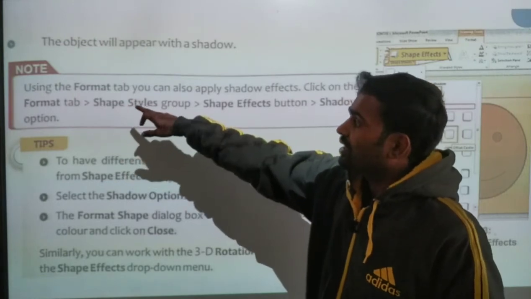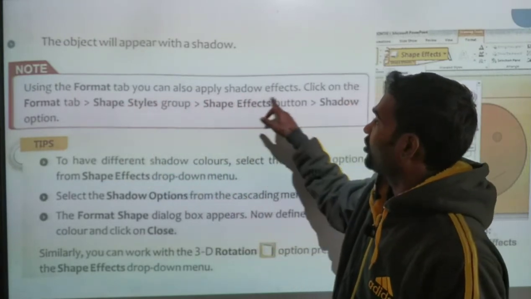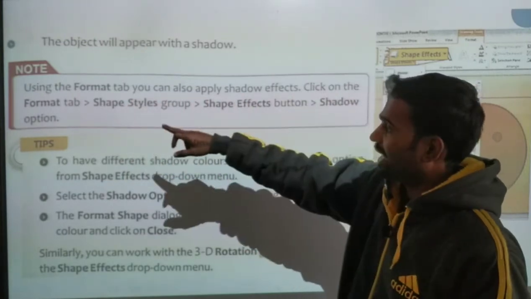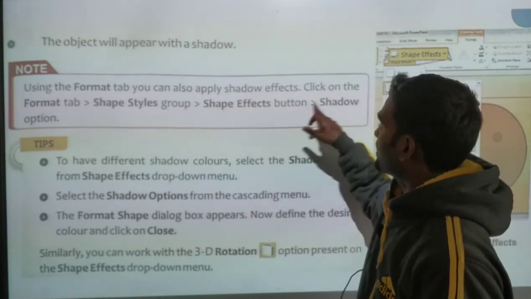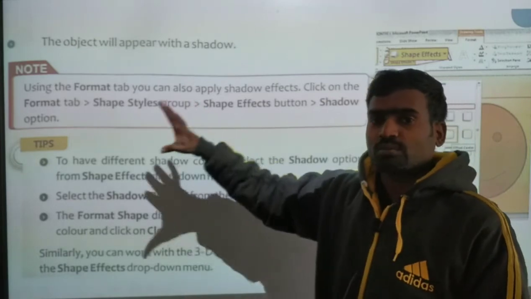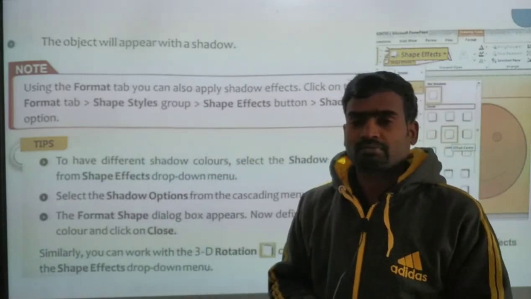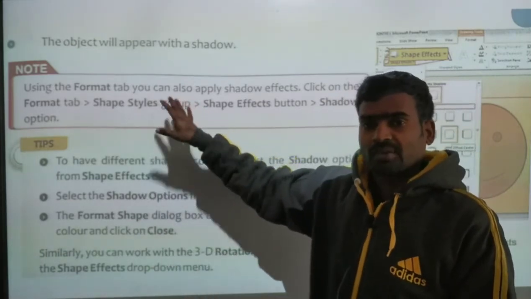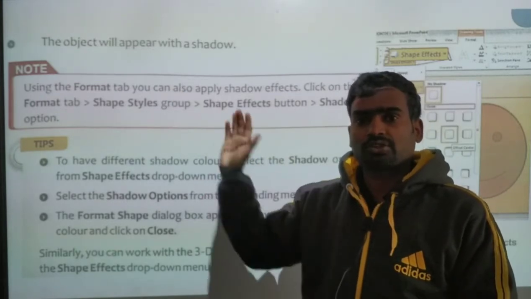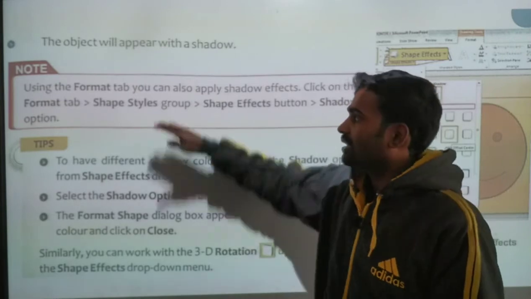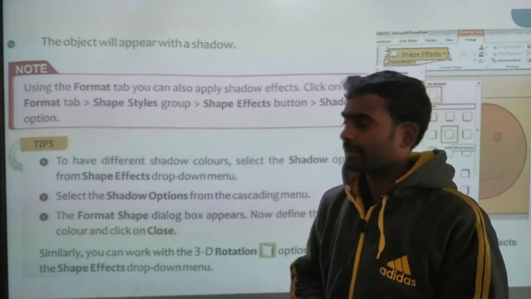Note, using the format tab, you can also apply the shadow effects. Click on the format tab, shape styles group, shape effects button, shadow options. So this is one more way. By using the format tab also, we can do the same method, whatever we have seen now, you can do it by using the format tab also, right?